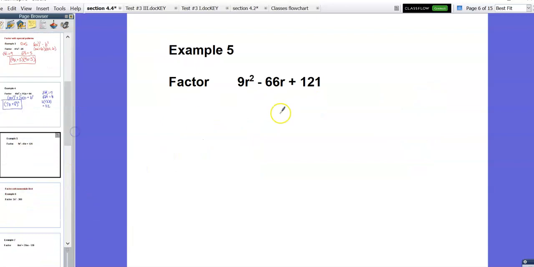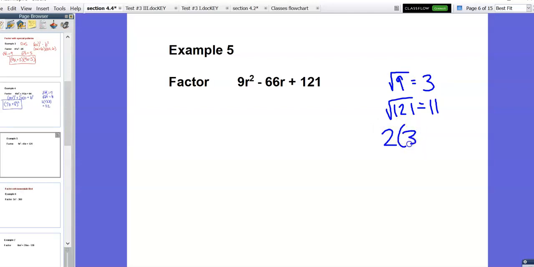You could also be subtracting the middle term, and now instead of a plus sign, when we factor, it's just going to be a minus sign. So let's check and see, is 9 a perfect square? It is. Is 121 a perfect square? Yep, it is. And then if we take 2 times 3 times 11, does it multiply to make the middle term? And the answer is yes. 2 times 3 is 6. 6 times 11 is 66.